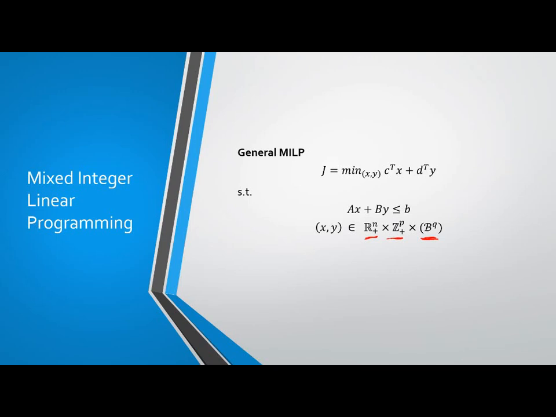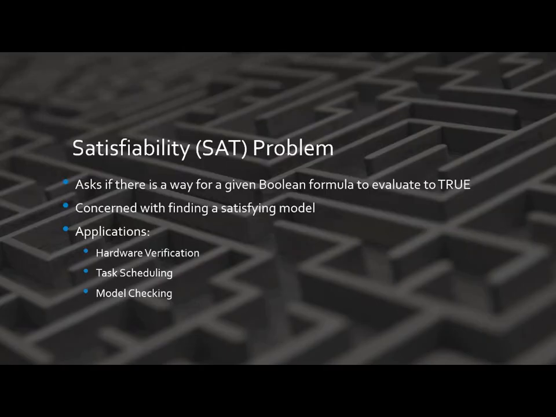But real quick though, I just want to go into the next slide and talk a little bit more about the last topic of interest. The satisfiability problem is a decision problem that asks if there is a way for a given Boolean formula to evaluate to true. It is then concerned with finding a satisfying model if that is the case. Some of its applications are in hardware verification, task scheduling, and model checking.